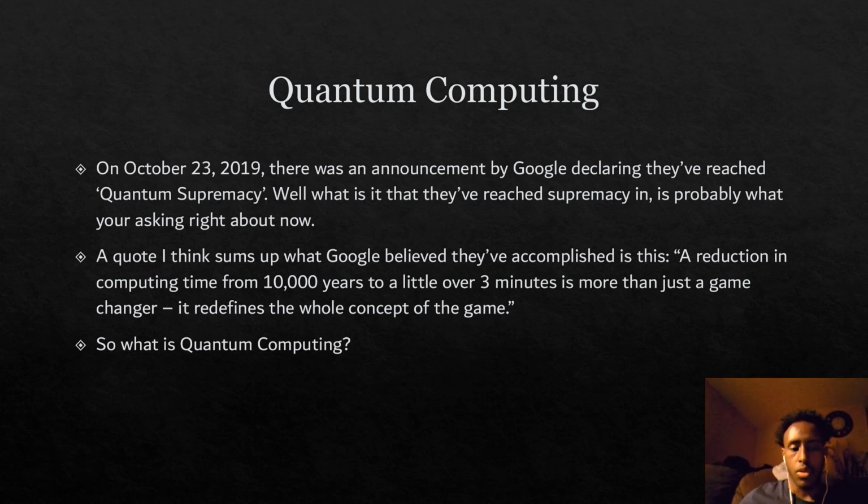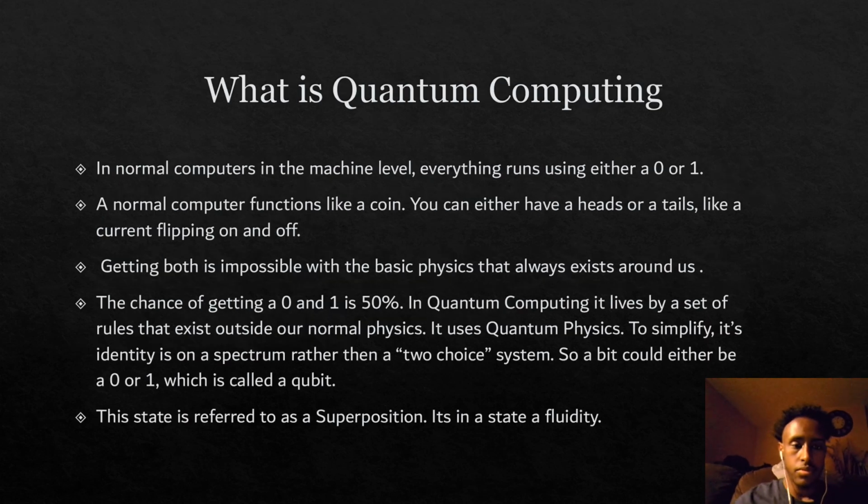So, what is quantum computing? Normal computers, at the machine level, everything runs using either a 1 or 0. A normal computer functions like a coin. You can either have a heads or a tails, like a current flipping on and off. Getting both is impossible with basic physics that always exists around us. The chance of getting a 0 and a 1 is 50%.